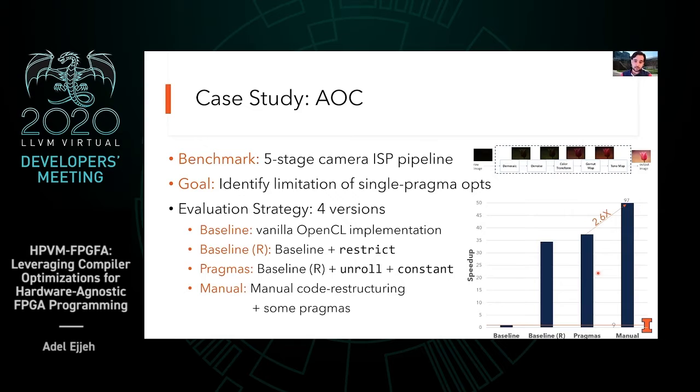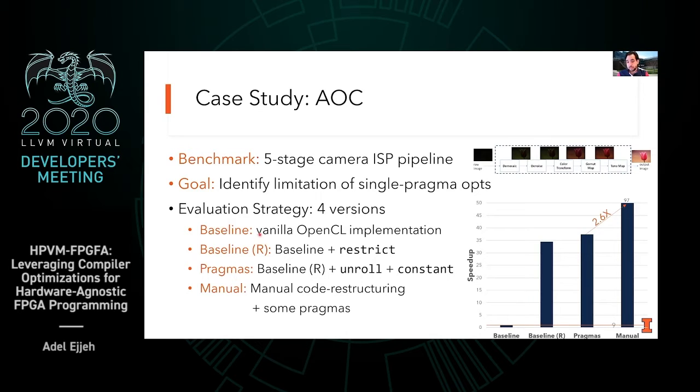We performed a case study on AOC to see how much performance can be achieved using pragmas only and how much can be achieved by actually restructuring the kernel code. For the study, we used the 5-stage camera pipeline shown in this figure, and we ported the C code of this pipeline to OpenCL and created the four versions shown here, which we compiled and ran on the FPGA.